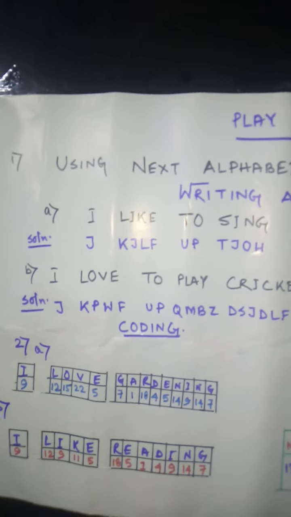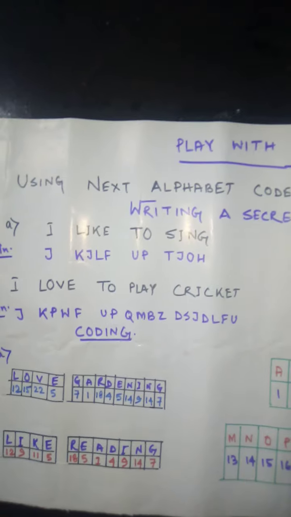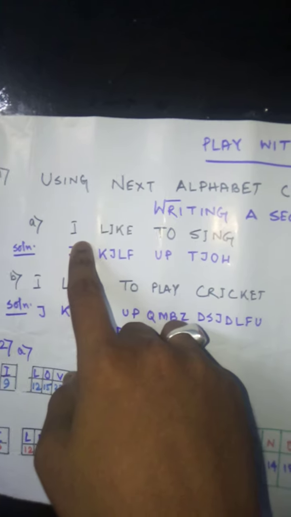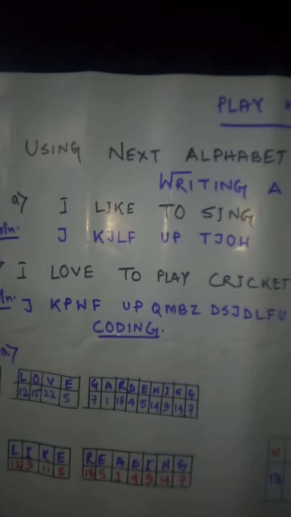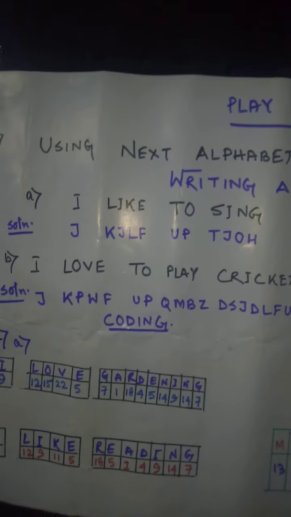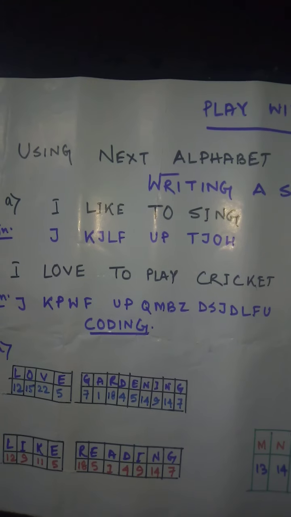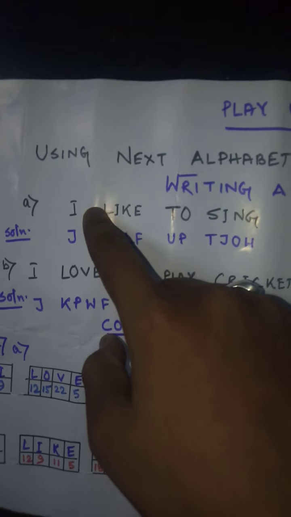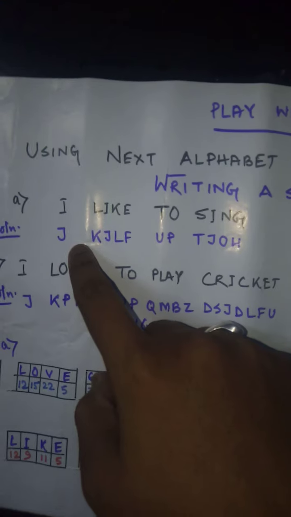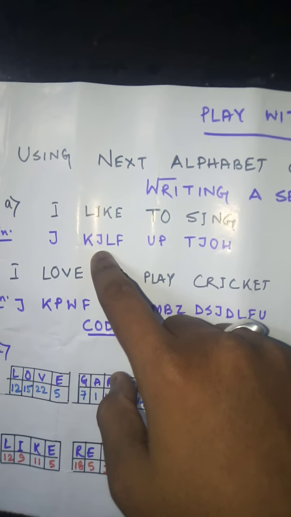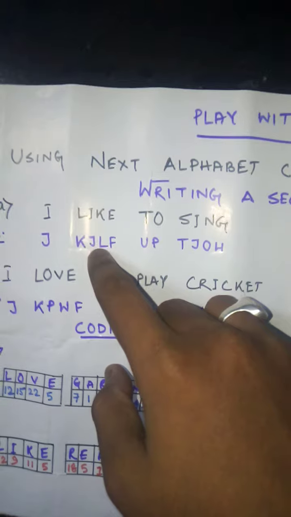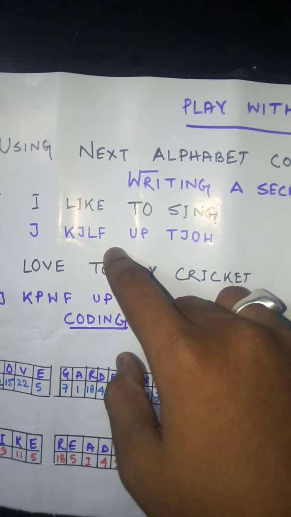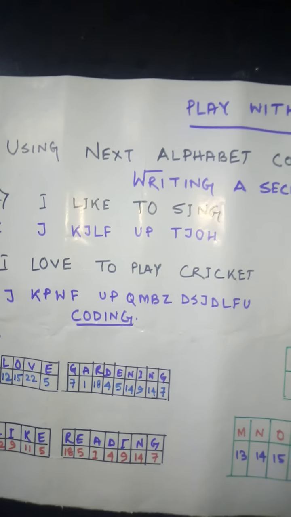Next, we come to the questions that we need to code using the next or successive alphabet. The first question is "I like to sing." You need to code it using the successive alphabet. The next alphabet of I is J, of L is M, of I again is J, of K is L, and of E is F. In this manner we have to do them.